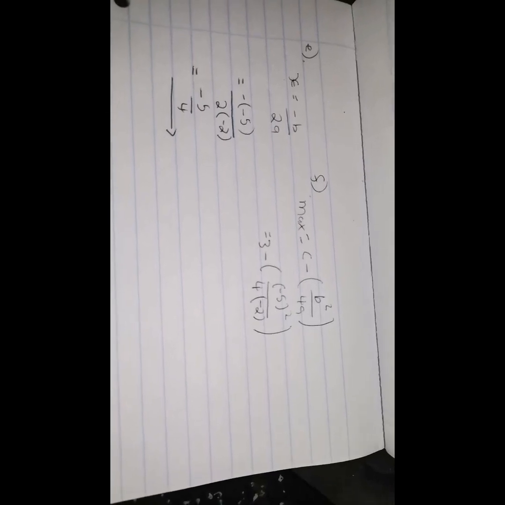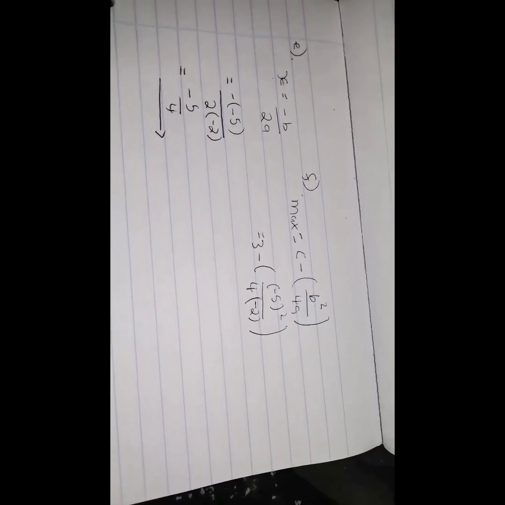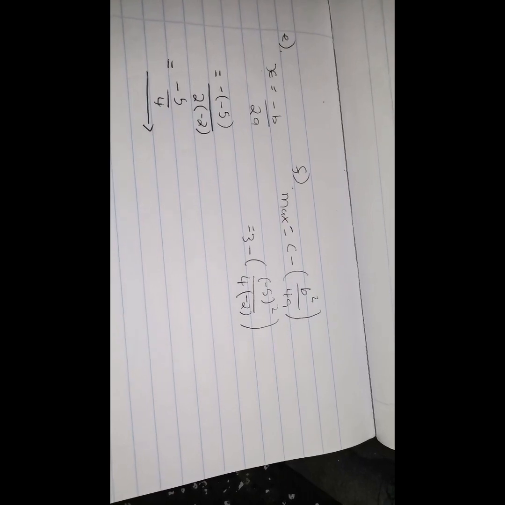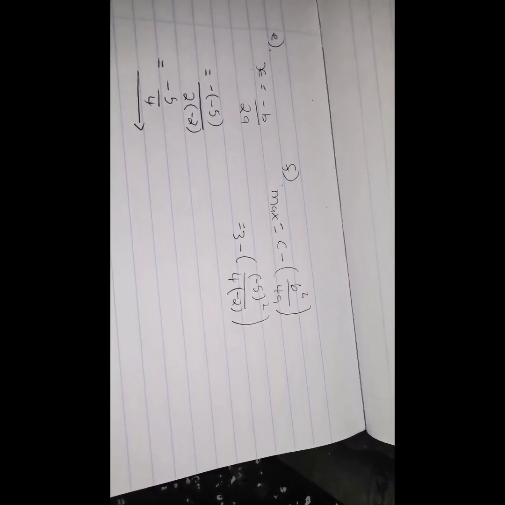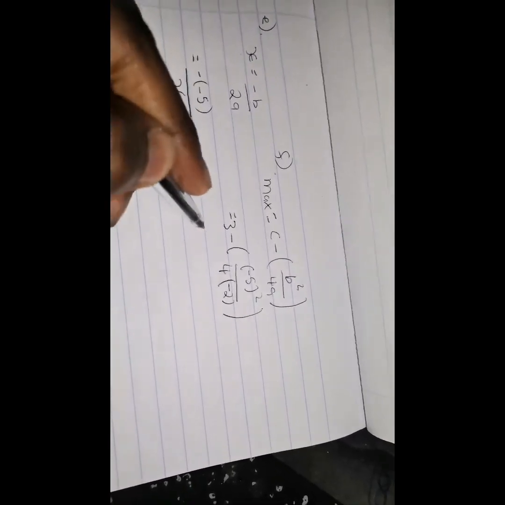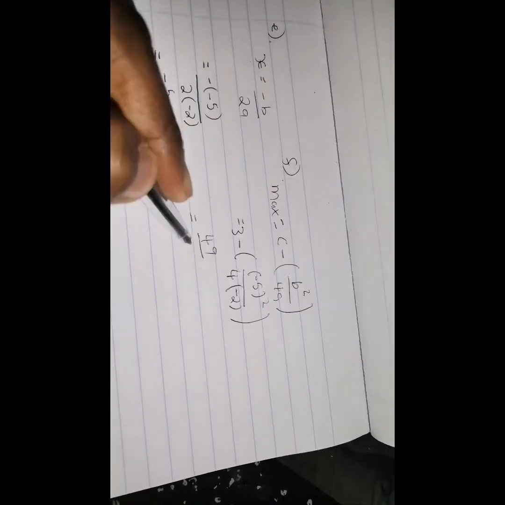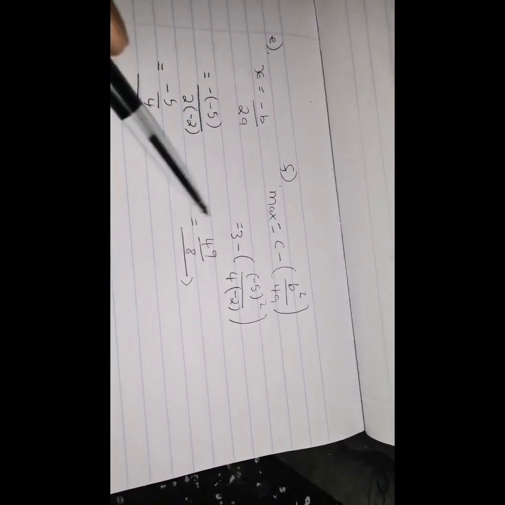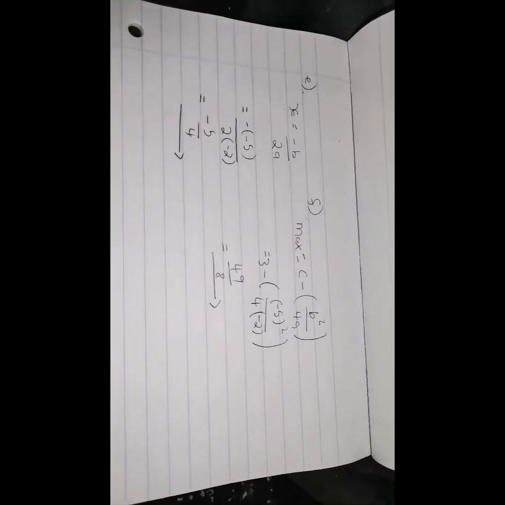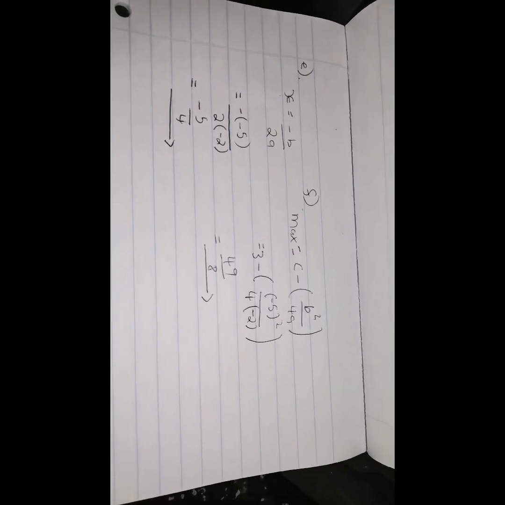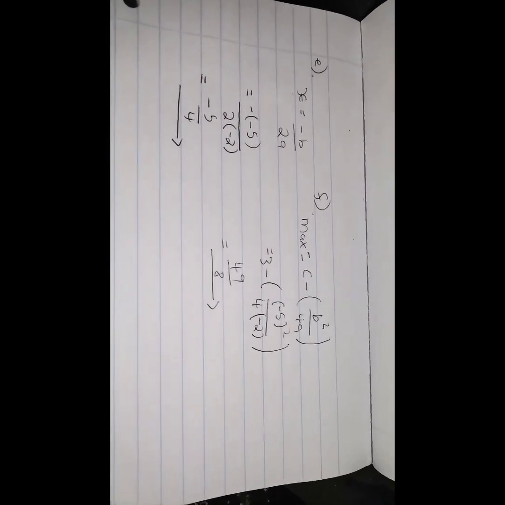Then you put everything inside the calculator to find the maximum value of that function. 3 minus the fraction, bracket of negative 5 squared, then our denominator is 4 times negative 2 inside the bracket, close bracket. The answer is equal to 49 over 8. This is our maximum value of this function. It's the same one that you got in that question. I hope you understand, guys. Let's go to the next question.